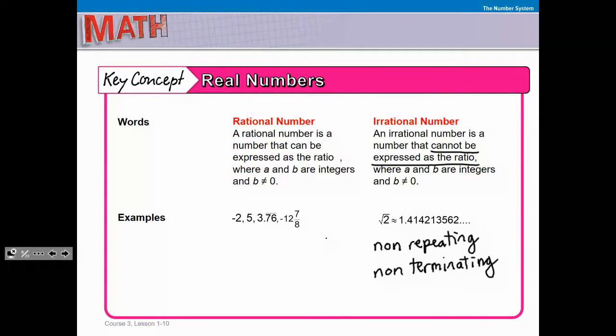So you can see the square root of 2 is just like that. There's no pattern. But also another important number is pi, because that goes 3.14159... Goes on forever and never repeats. That is an irrational number because it's non-repeating and non-terminating, and you can't write it as a ratio.